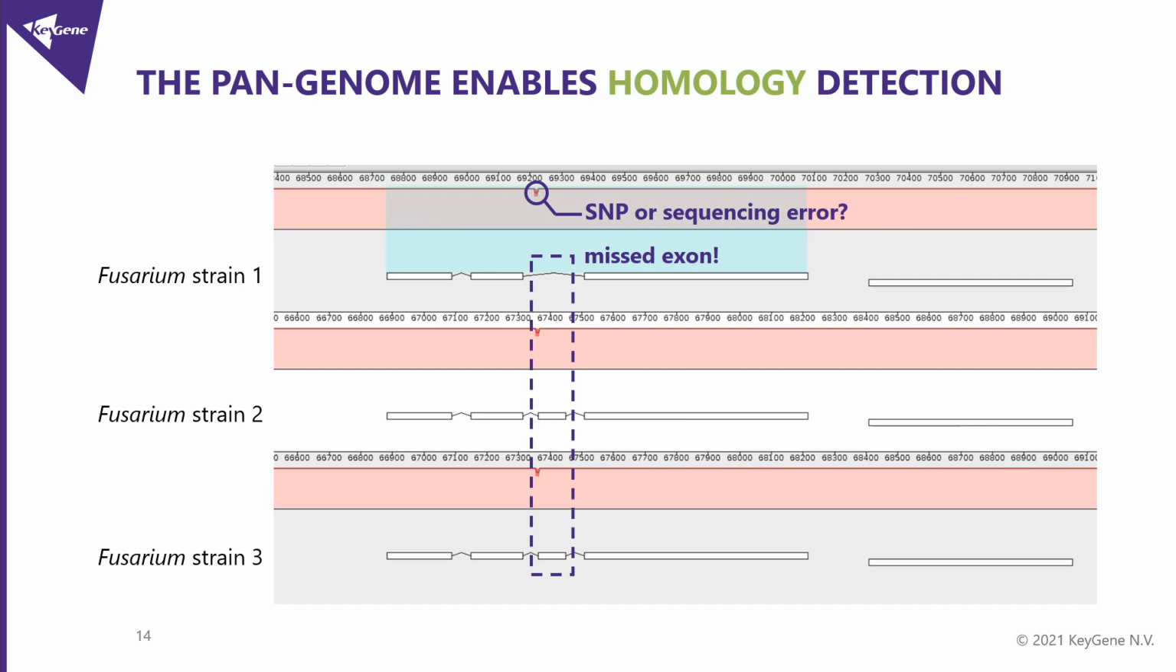But clearly, you can see from the collinearity in the genome that this must be the same gene. So just having a SNP or a sequencing error does not disqualify this gene as being the true ortholog. And so this is what the PanGenome, this multiple sequence alignment, now enables us to look at in much greater detail than we could before.